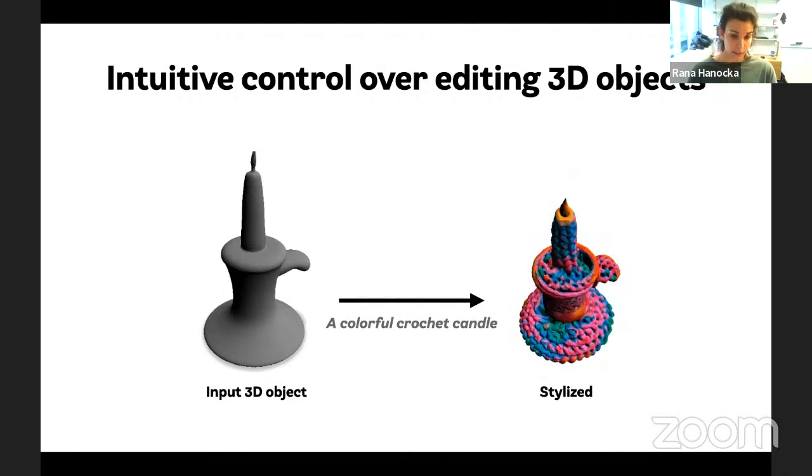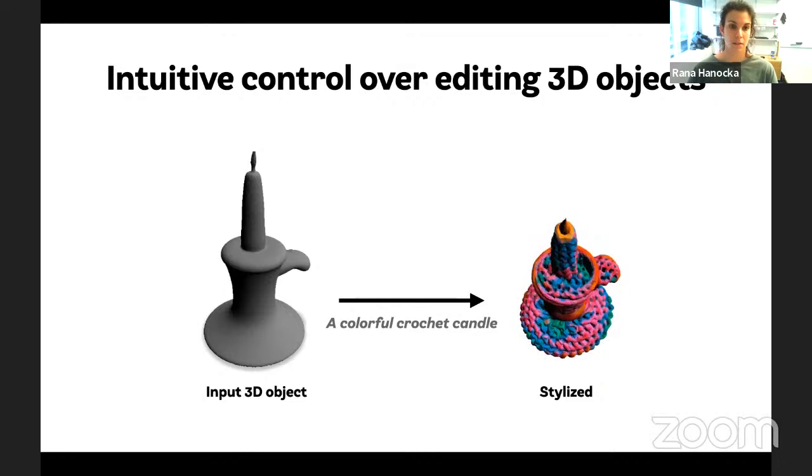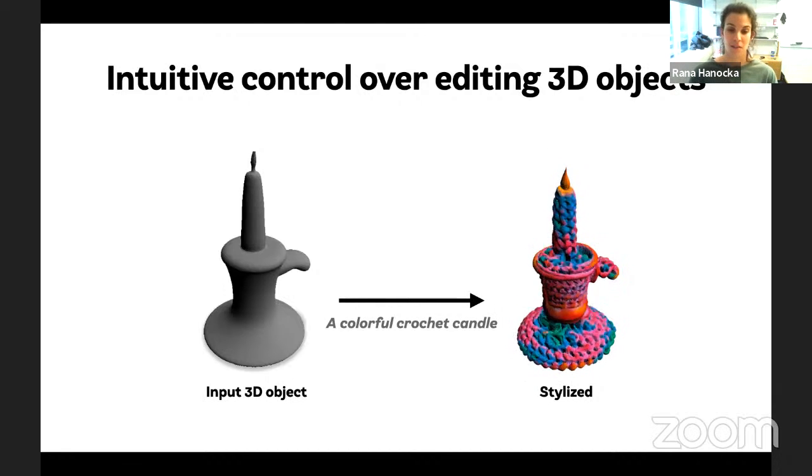And the way that we do this is we use natural language as the means for describing the desired style. And I think that's pretty cool because that's how you would probably explain or express yourself to an expert 3D modeler about what type of object you would want to create for you.